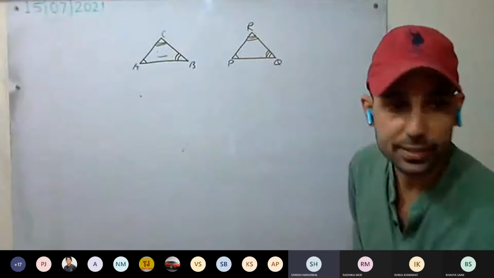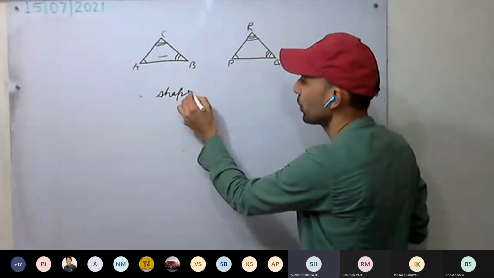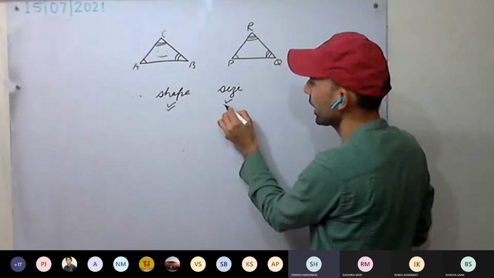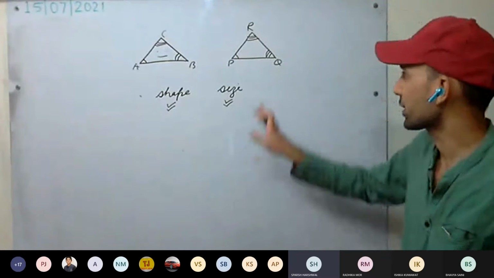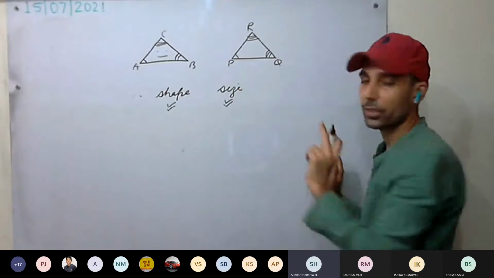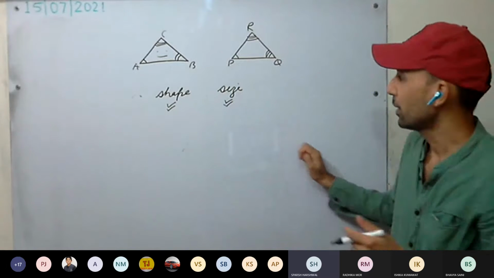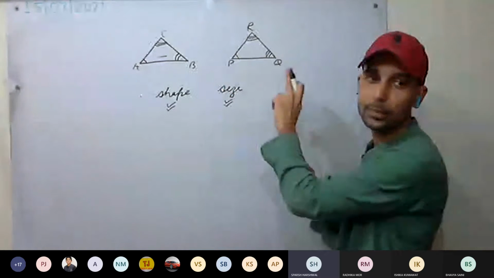Congruency means they have the same shape and size. Both are the same. Shape is also the same, size is also the same. Size you can take as area. Area-wise, same shape and size. So are they similar or not? Yes, sir. They are similar because they have the same shape. But what more, they have the same size.